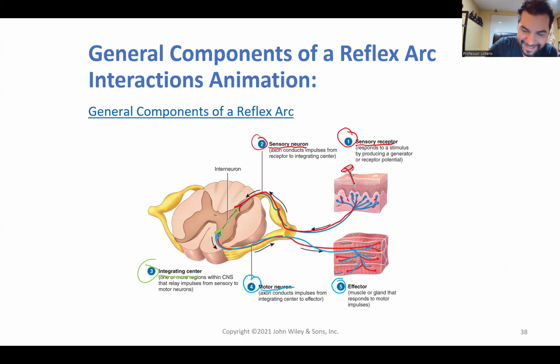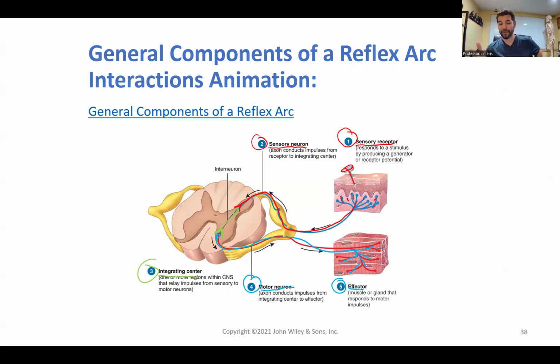And the last step is these motor messages will be sent to usually a muscle or a gland. Most of the scenarios we talk about, muscle. Then this muscle will contract and it will cause some effect. So those are the general components of a reflex arc that I want you to be familiar with. We will talk about one specific reflex in a few slides called the patellar knee reflex.